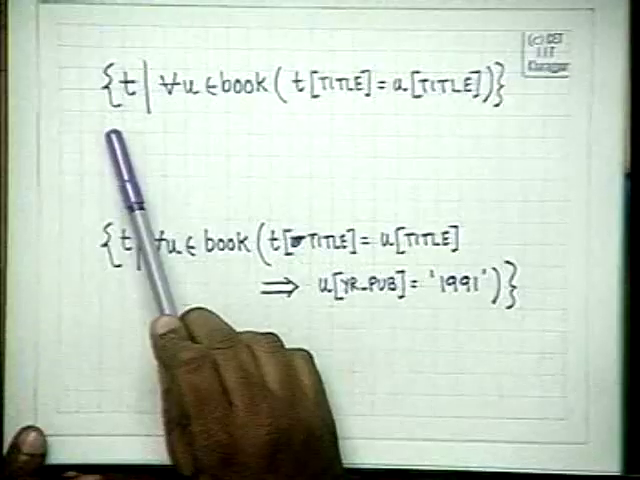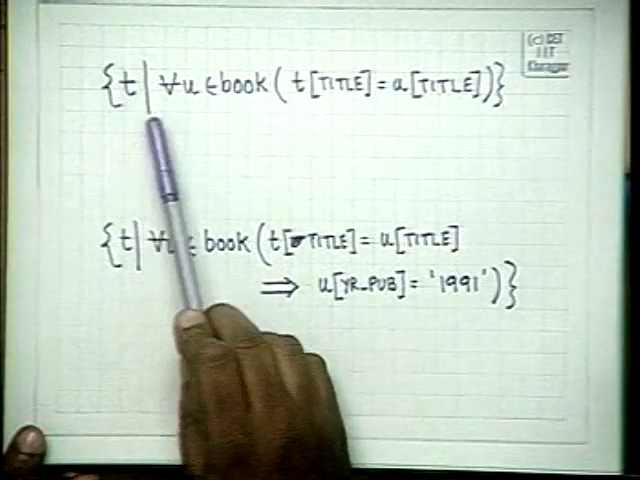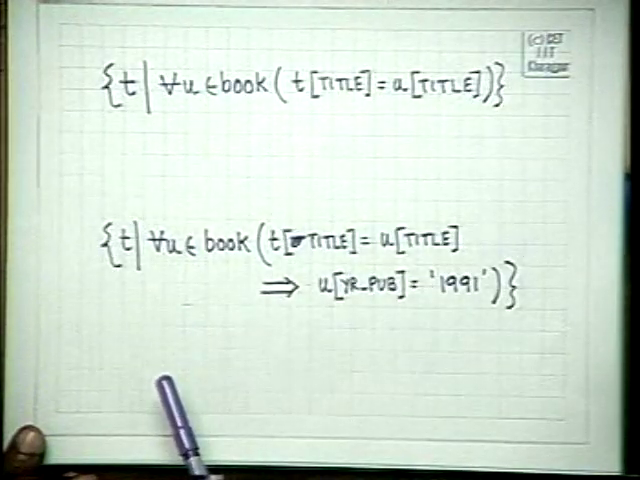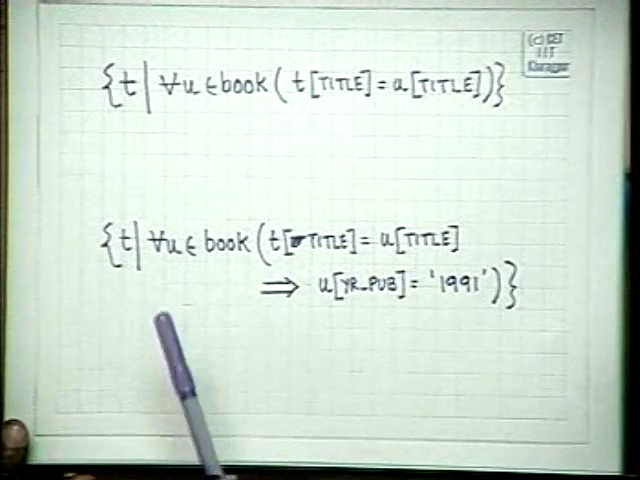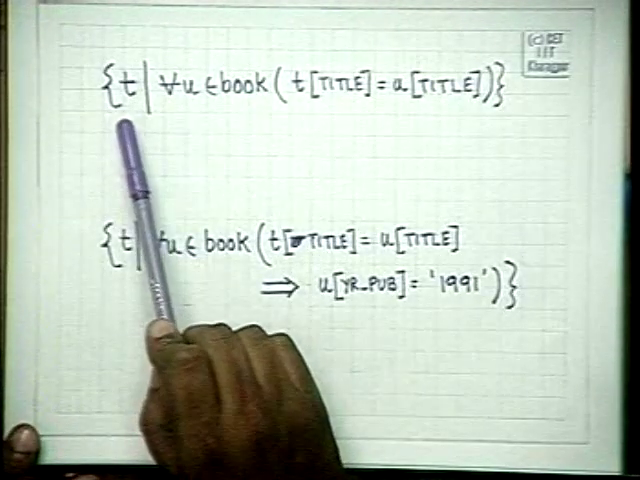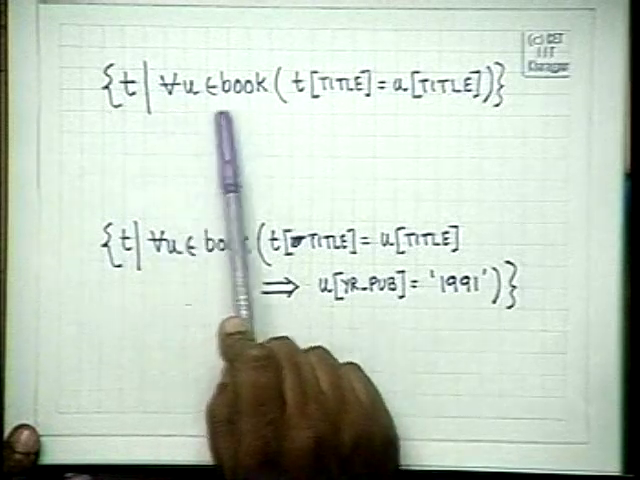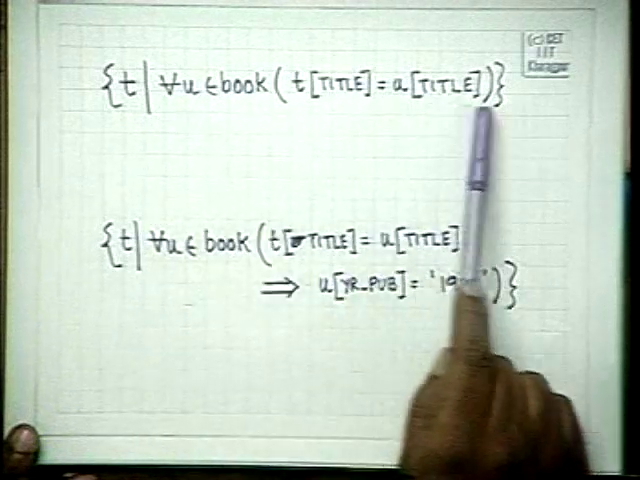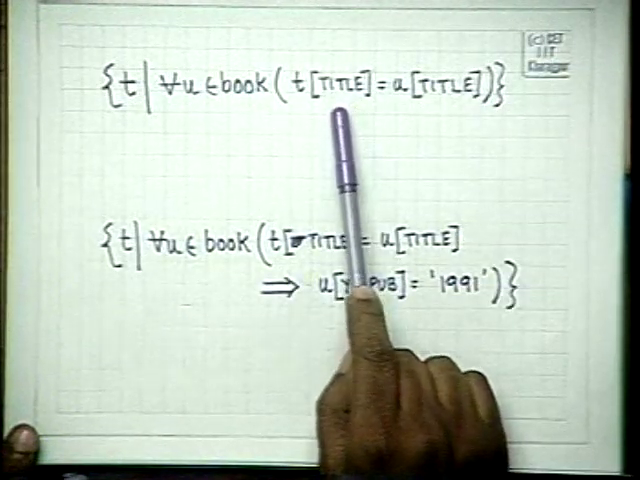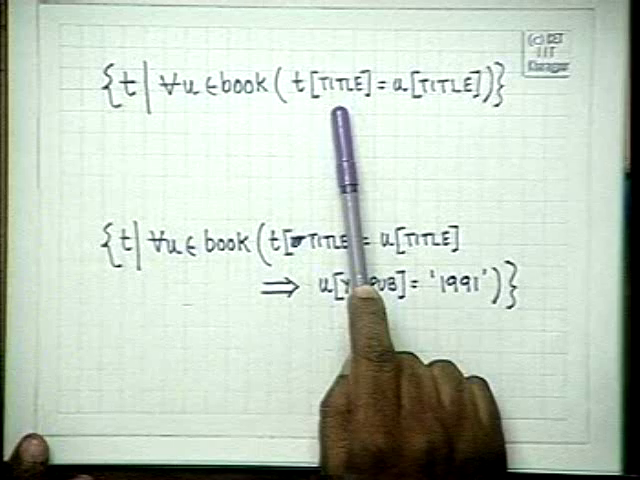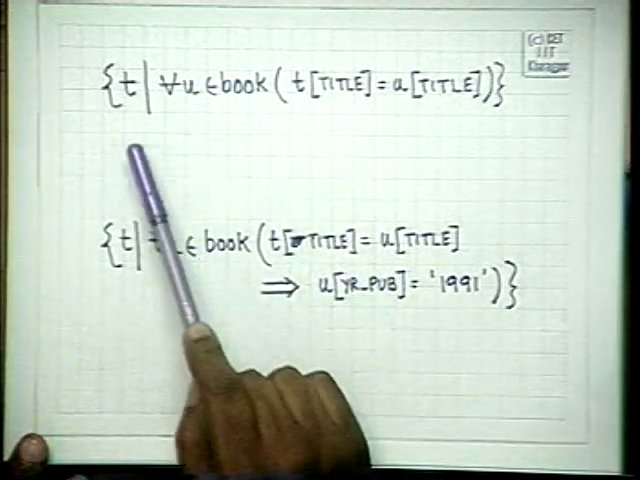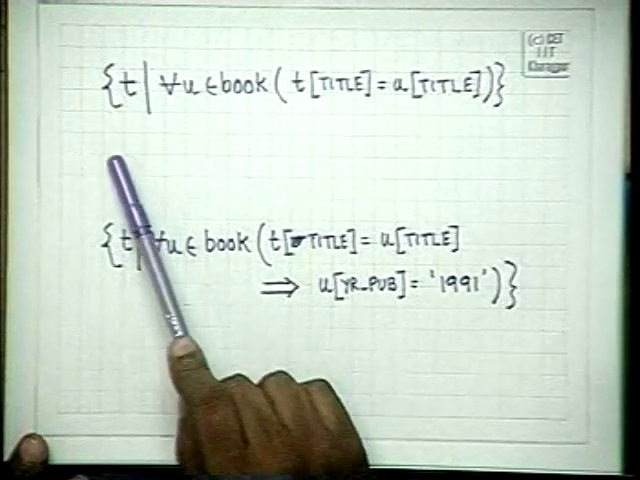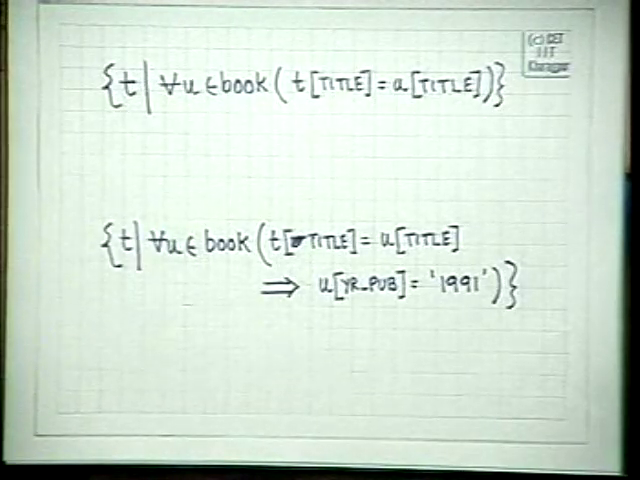The first example is {T | for all U element of book, T.title = U.title}. Now what does this mean? For every tuple in T, this relation must hold. Firstly, T has got only one attribute, title. So T will be a relation corresponding to a set of titles of books. Now take any tuple in T.